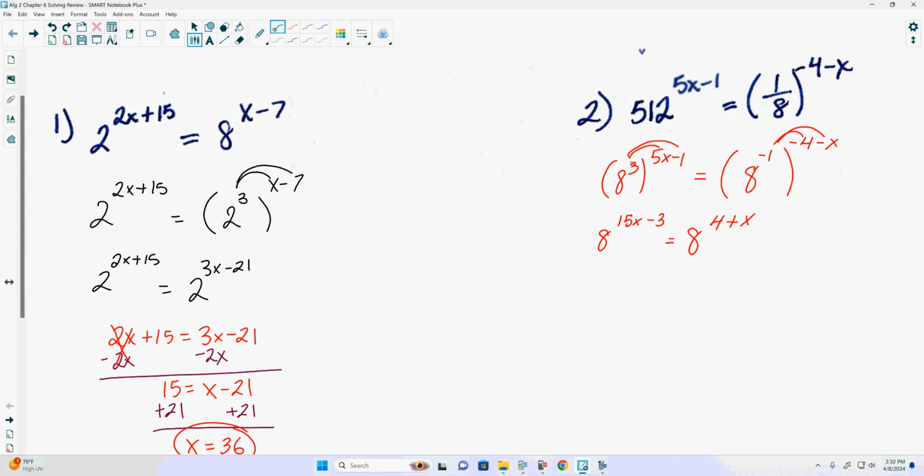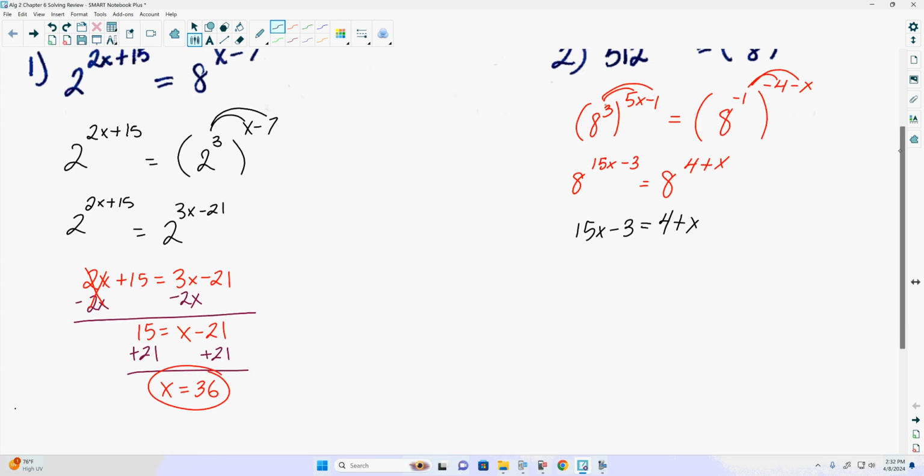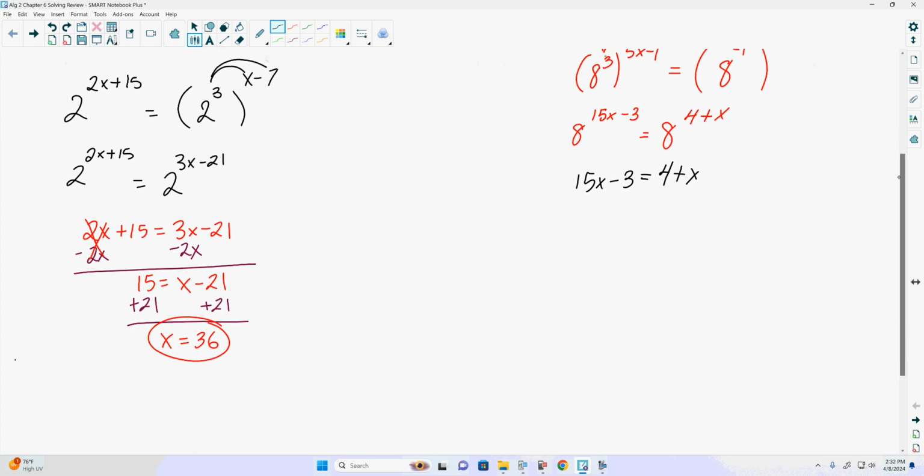Now, since the bases are the same, the exponents have to be equal. 15x minus 3 is equal to 4 plus x. Now, at this point here, we just need to solve for the value of x. What can we do next? We can add 3 to both sides. And if we add 3 to both sides, we get that 15x is equal to x plus 7.